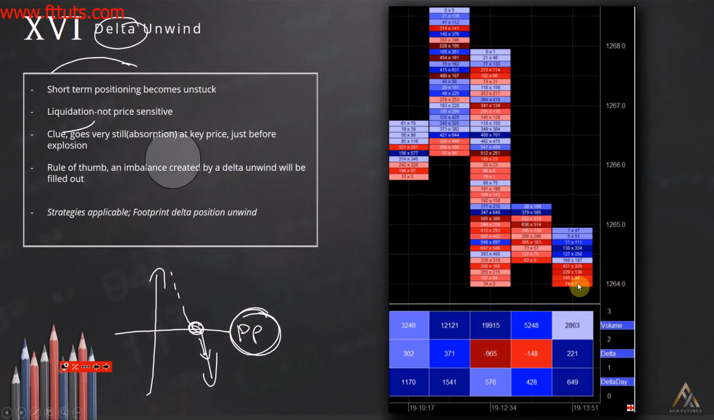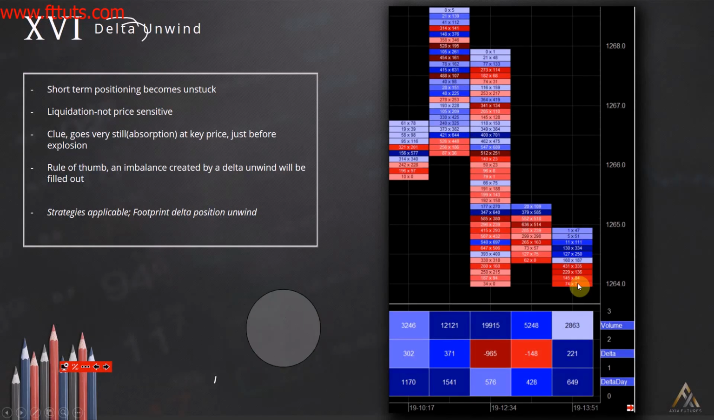Now, I always talk about clues, and one of the beautiful things about a delta unwind is that there are always these little subtle clues before we get the delta unwind. And again, like I said, don't worry, this is just the introduction to the principle. I will show you the strategy in great detail later on. But there is always a clue, and it comes in the form of absorption. Now, we spoke about absorption earlier and what it means, but ultimately, just before we get the unwind, you'll always get a little bit of an absorption.